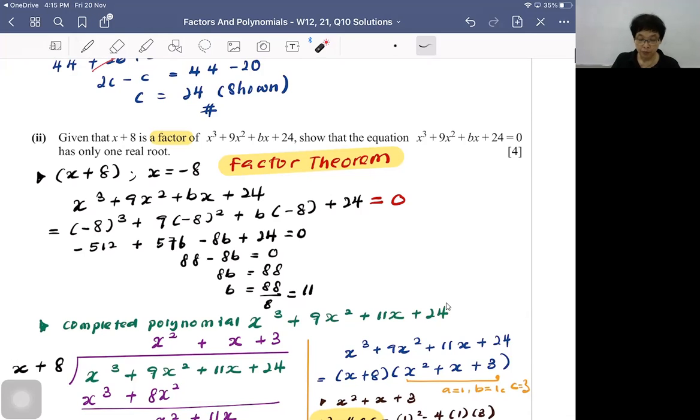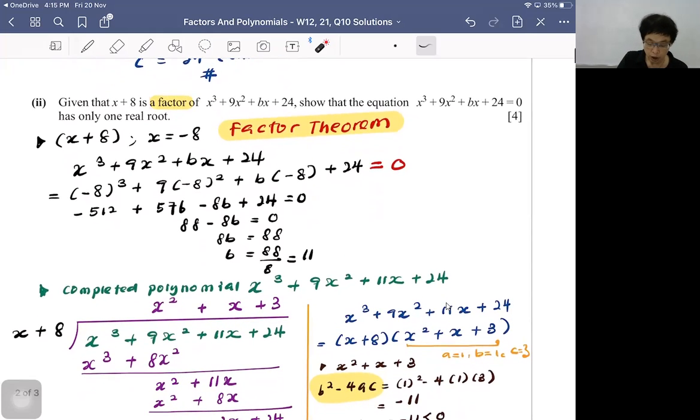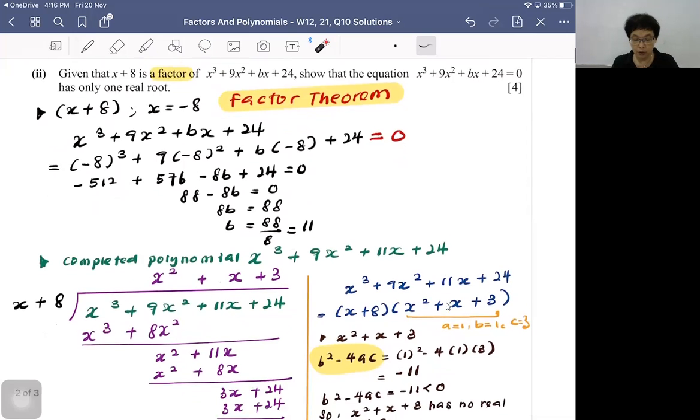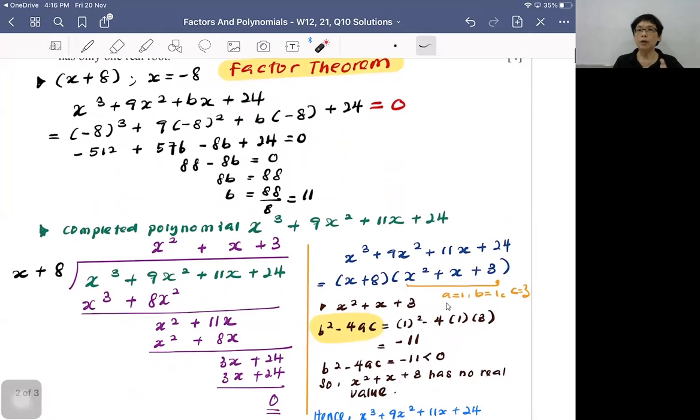And with that b, you have managed to obtain a completed polynomial, which is x cubed plus 9x squared plus 11x plus 24. Now you have a cubic equation completely free from unknowns. So now you can use long division to find out what is the other factor besides x plus 8, the one that was given to you.